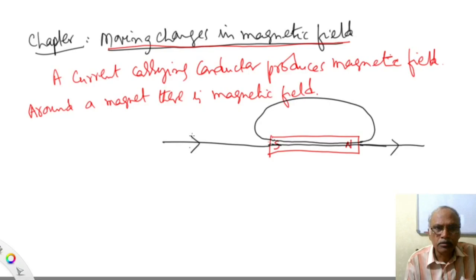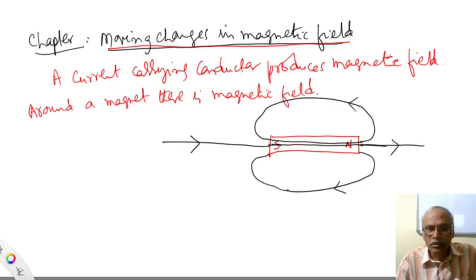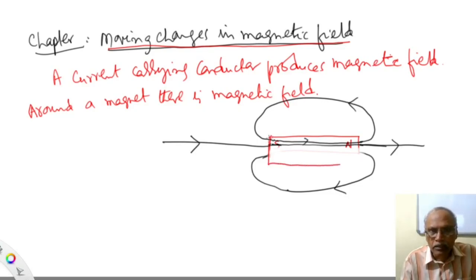What is the direction of magnetic field? Magnetic field lines outside the magnet go from north to south, and inside the magnet they go from south to north. This is a magnet, and inside the magnet this line goes from south to north. Like this. Followed, I think.